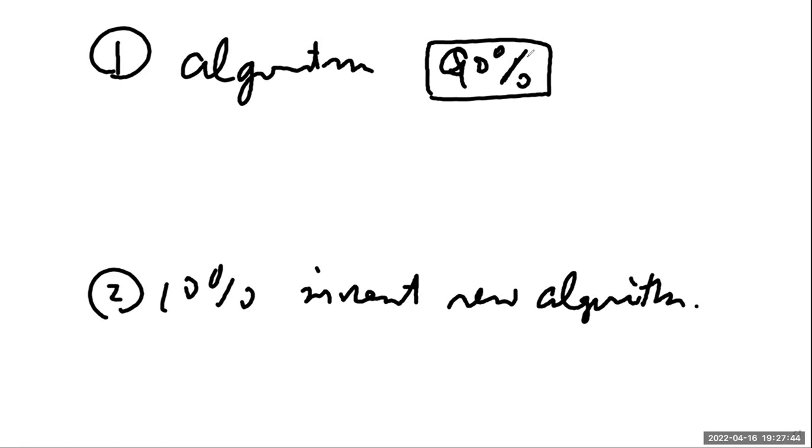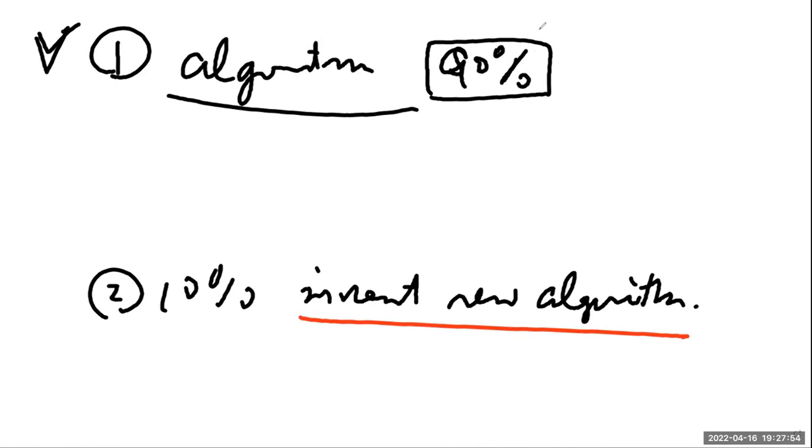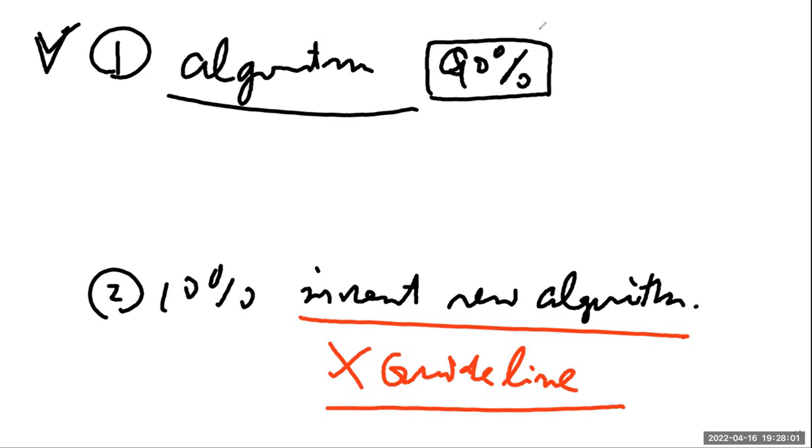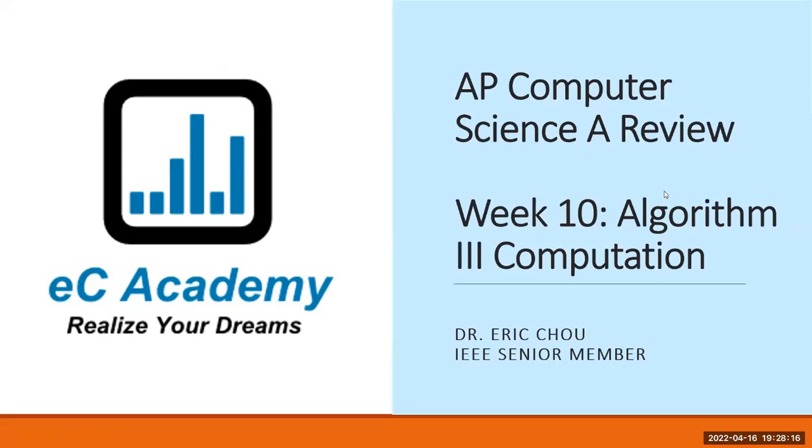We will talk about both, but primarily the ones covered by algorithms, because for the ones that need you to invent a new algorithm, we can only give you the guideline, but we cannot tell you which algorithm will be tested. That is very hard to do. But we can try our best to cover more algorithms if they exist. So today let's talk about some algorithms that may be tested in AP.